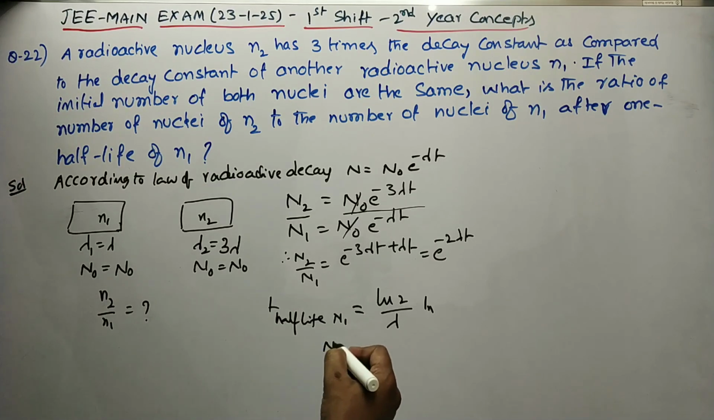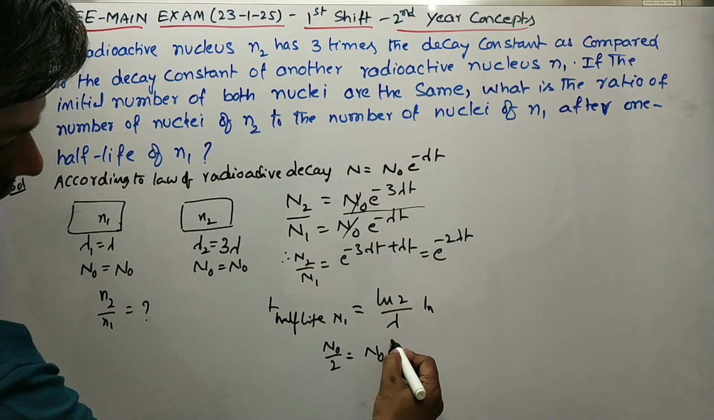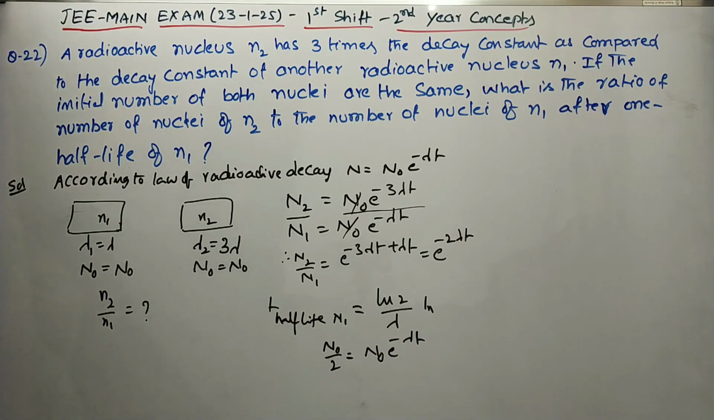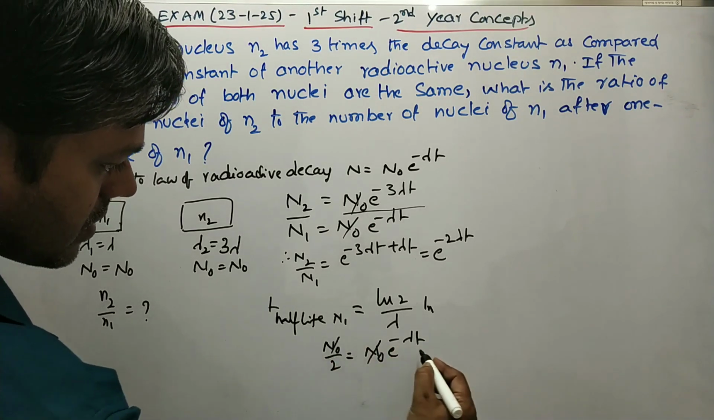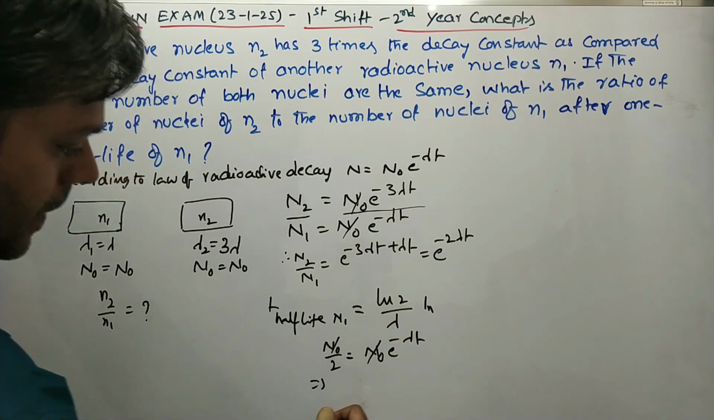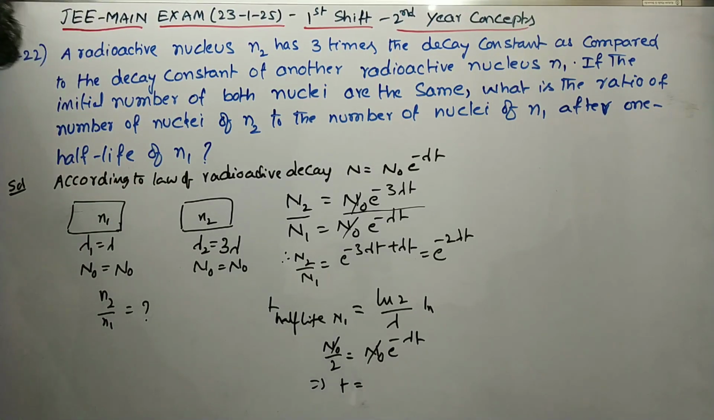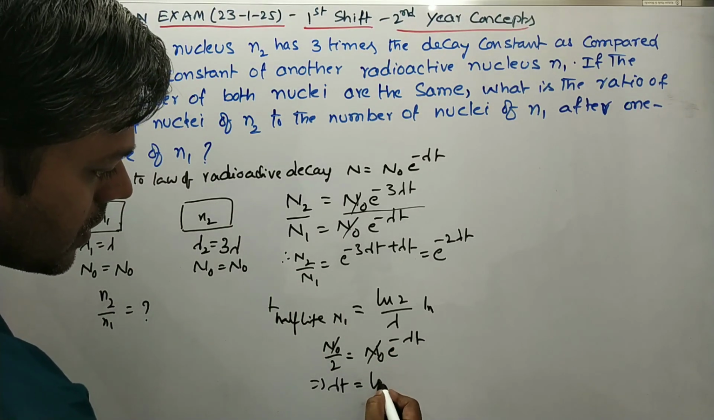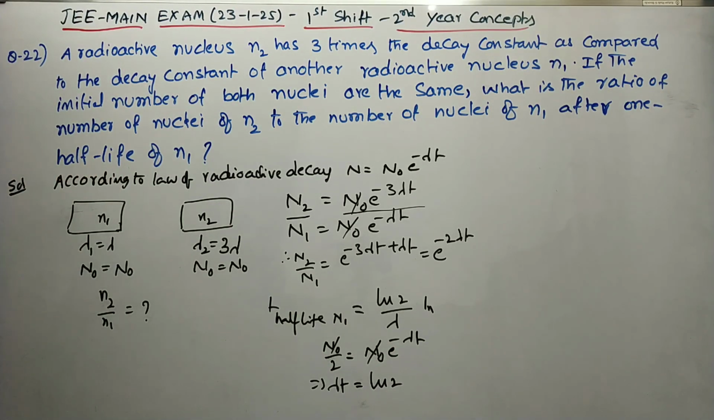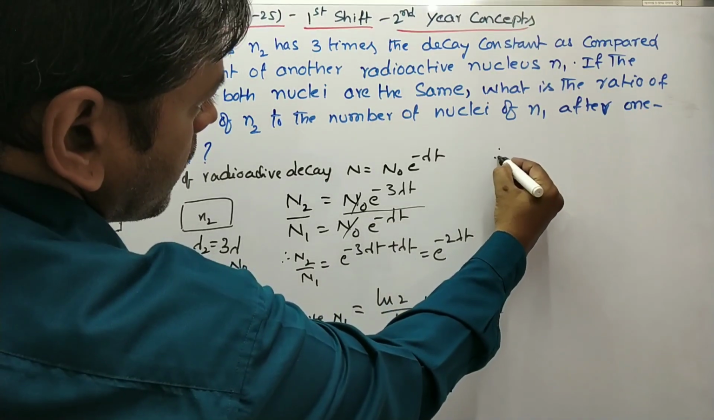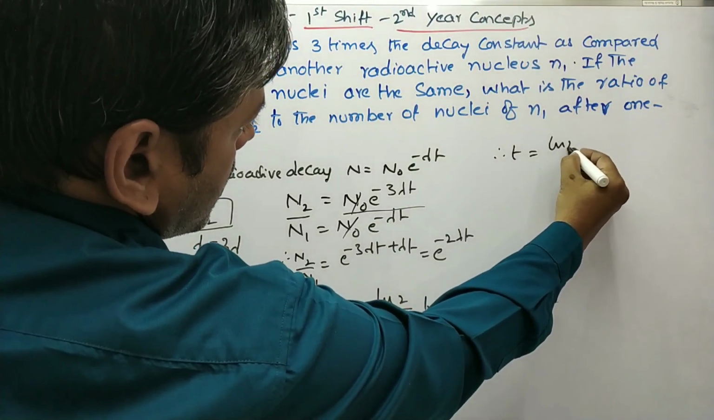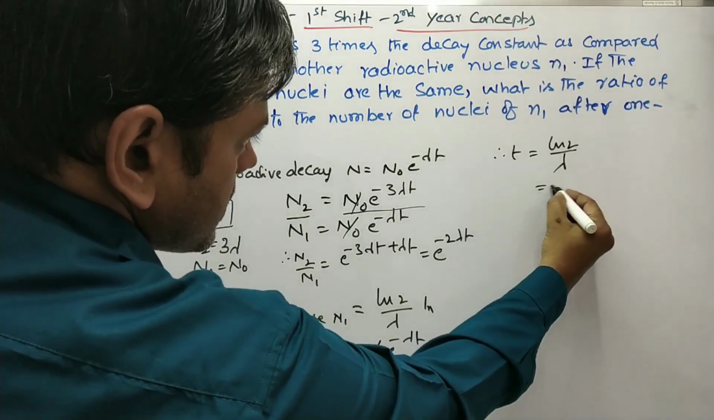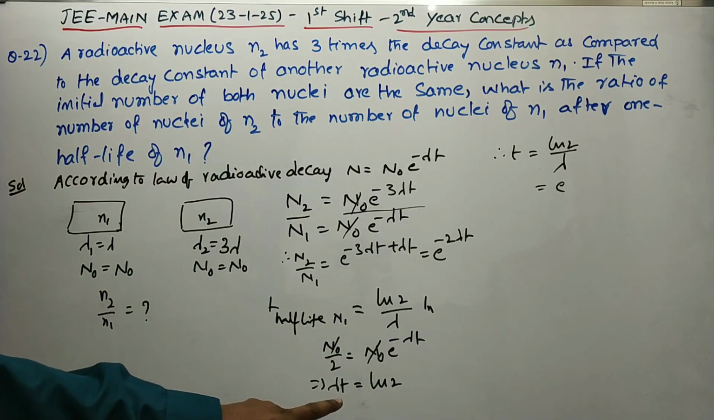Okay, so which is equal to what? n0 into e power minus lambda t. Isn't it? Okay, right. That implies, comparing both sides, this is cancelled. That implies lambda t is equal to log 2. Therefore, t is equal to log 2 by lambda. Isn't it? Log 2 by lambda.